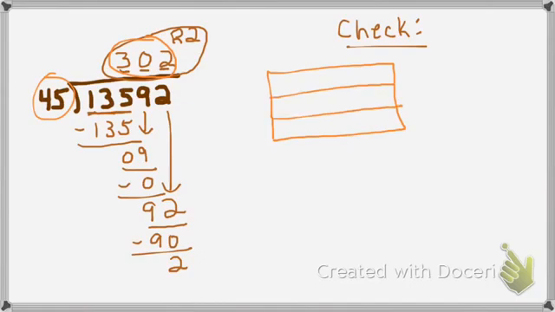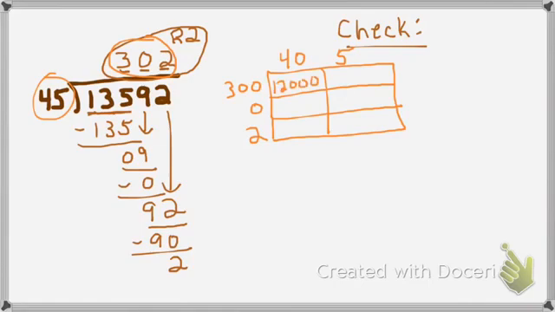302 is a 3-digit number, so I need 3 sections here. 3 is in the hundreds column, standing for 300. There are 0 tens. 2 is in the ones column, standing for 2. My 45 is a 2-digit number, so I need to break that into 2 columns. 4 is in the tens column, it stands for 40. 5 is in the ones column, it stands for 5. And I'm going to go ahead and fill my boxes.